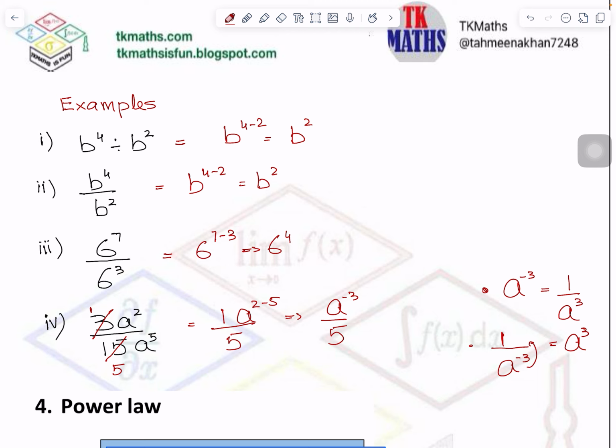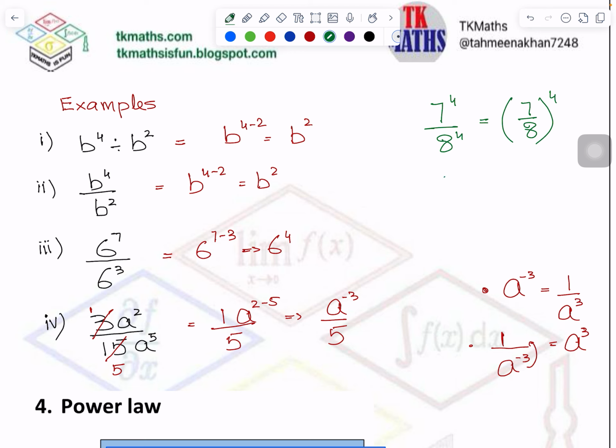Now I was saying, what if bases are different? So for example, I have 7 power 4 and 8 power 4. Bases are different, but powers are the same. In that case, what happens? You divide the numbers first and then apply the power.